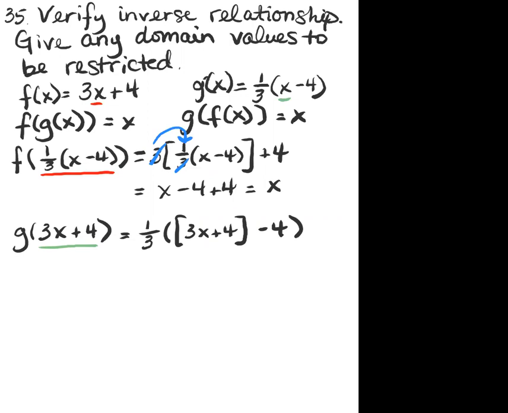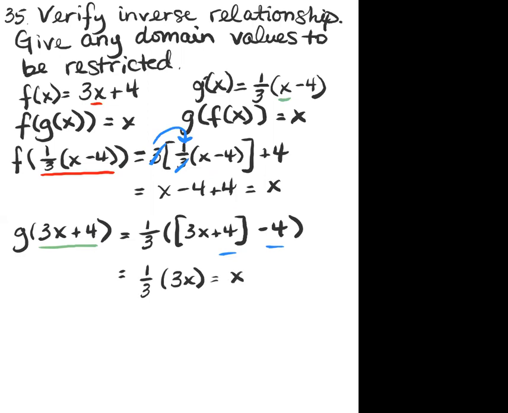Okay, so hopefully you can see what comes first. Here, what comes first is the inside of the parentheses, which means the plus 4 and the minus 4 are going to come first on this one. So I'm left with a 1/3 times 3x, which gives me just x.